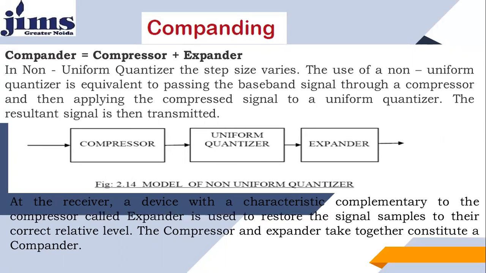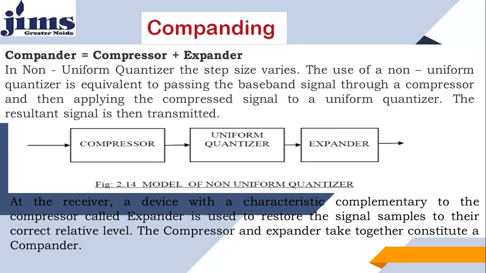The use of a non-uniform quantizer is equivalent to passing the baseband signal through a compressor and then applying the compressed signal to a uniform quantizer. The resultant signal is then transmitted. So first we do compression. After compression is done by the compressor at the transmitter side, we have a uniform quantizer. Then the expansion process at the receiver is done by the expander. Right? So in this particular picture, we see a model of a non-uniform quantizer, right? So indirectly, a non-uniform quantizer is actually a uniform quantizer, right?